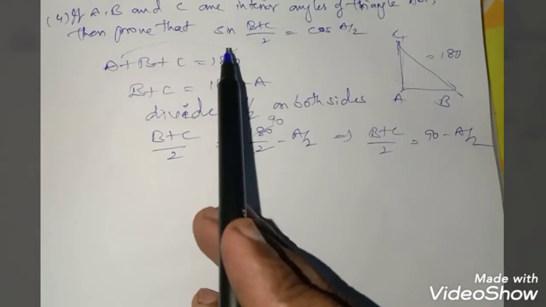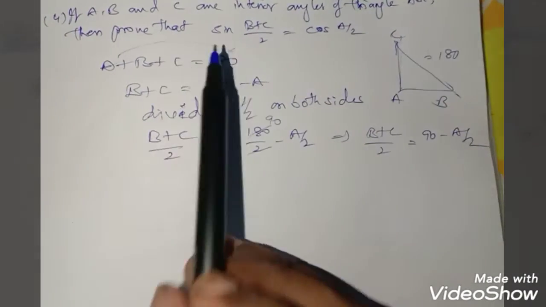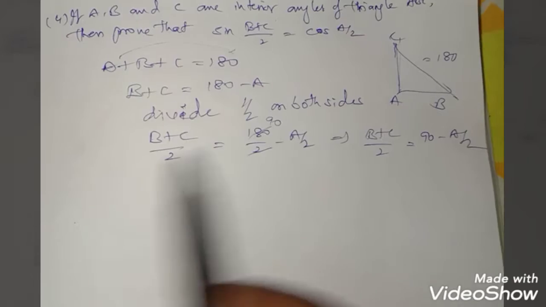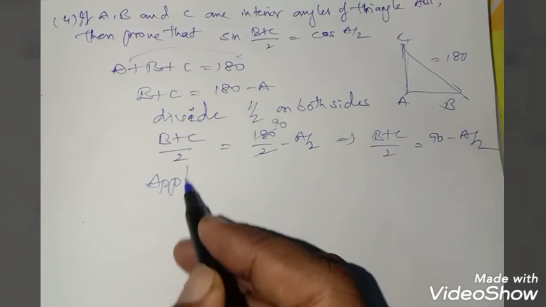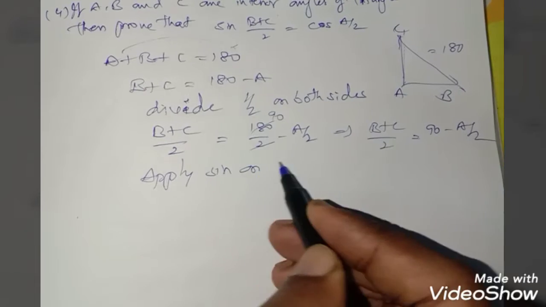So after that, what do you have in the left side? Sine. So always we have to see what is there in the left side. So left side we have sine, so apply sine on both sides.